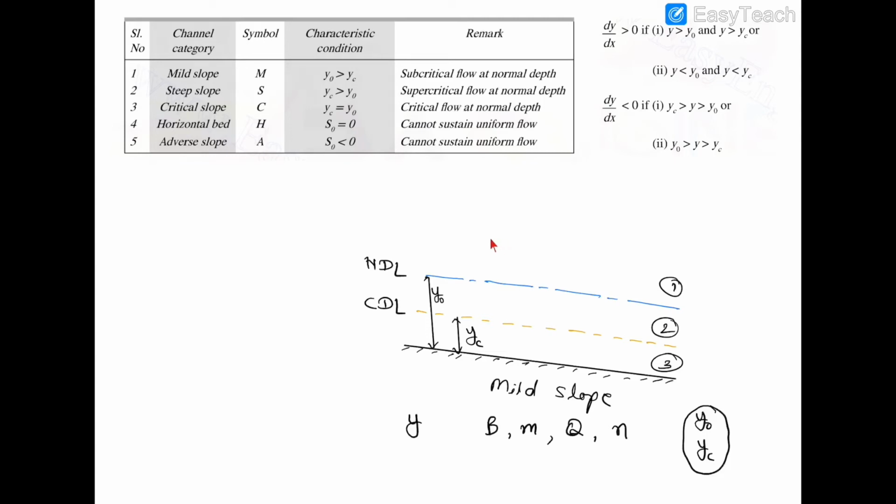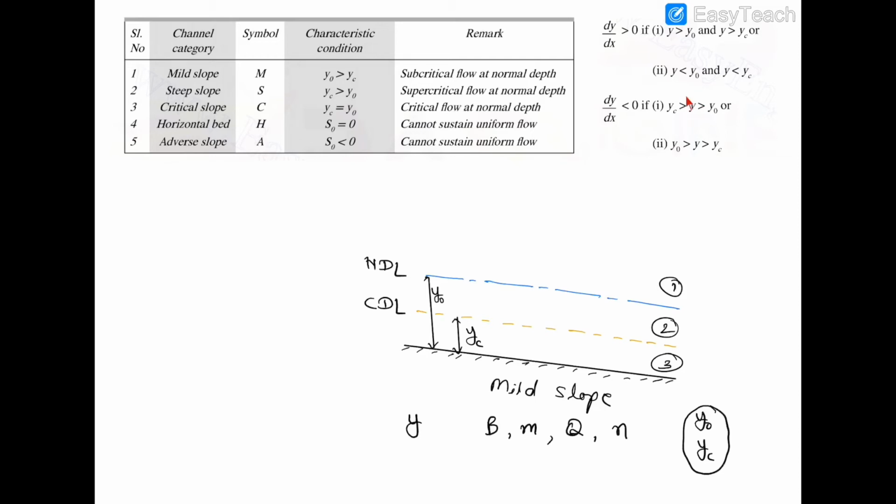y greater than y naught and y greater than yc means the profile will be in region number 1. Okay, we have to draw the profile in this case in region number 1, and when y is less than y naught and y is less than yc, we have to draw the GVF profile in region number 3. In these regions dy upon dx is greater than 0, which means the profile will have increasing water depth. So in region number 1 and region number 3 the GVF profile will have increasing water depth.